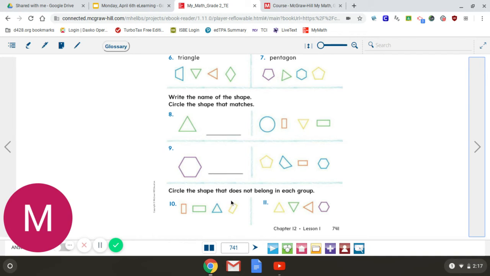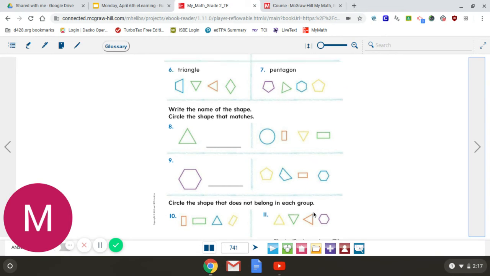For number 10, you're going to have to look at the shapes and circle the shape that doesn't belong in each group. So take a look at all 4 shapes for 10 and 11, and you're going to circle the one that doesn't match everybody else. Okay, so pay close attention, watch your sides, watch what they look like, and circle the ones that don't belong.